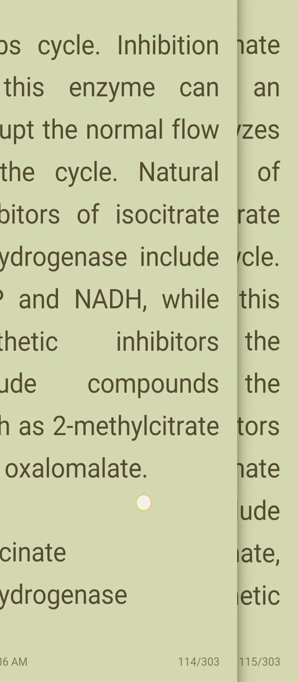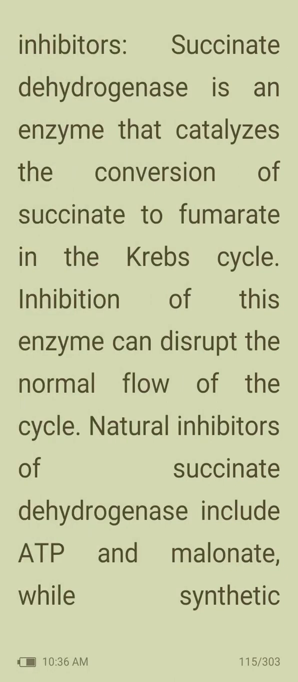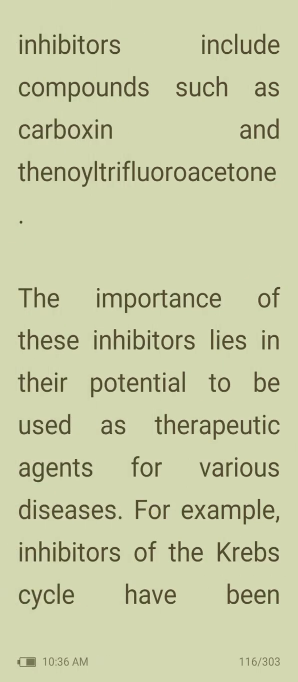Then succinate dehydrogenase inhibitors. Succinate dehydrogenase is an enzyme that catalyzes the conversion of succinate to fumarate in the Krebs cycle. Inhibition of this enzyme can disrupt the normal flow of the cycle. Natural inhibitors of succinate dehydrogenase include ATP and malonate, while synthetic inhibitors include compounds such as carboxin and thenoyltrifluoroacetone. The importance of these inhibitors lies in their potential to be used as therapeutic agents for various diseases.